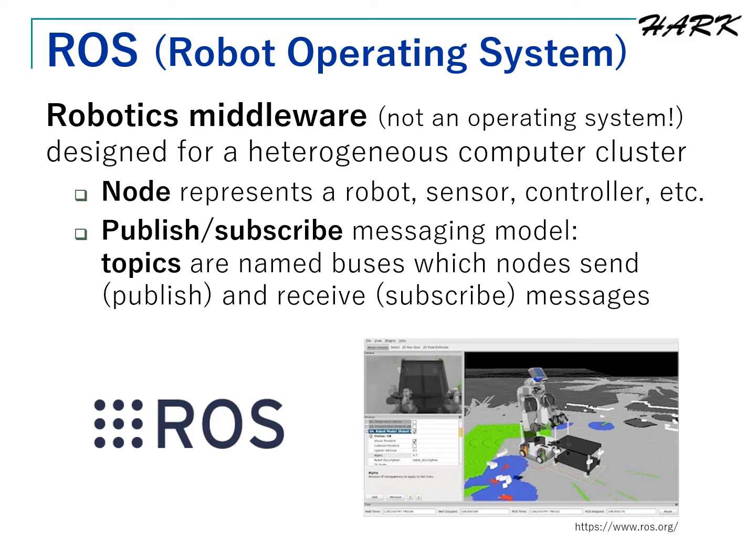In ROS programming, robots, sensors, and controllers are represented as nodes and are connected by a messaging bus called a topic, as if it were a graph structure. According to the publish-subscribe messaging model, nodes send and receive messages, such as sensor measurements and motor currents.